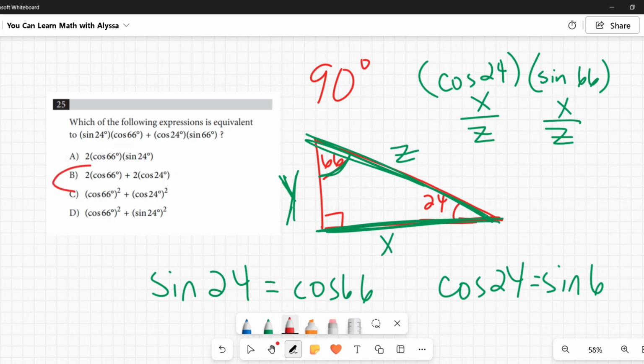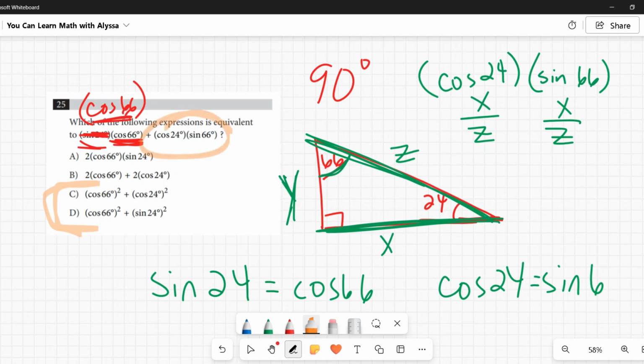Number B, 2 times the cosine of 66 plus 2 times the cosine of 24. Well, sine of 24 and cosine of 66 are the same thing. So I could put cosine of 66 in here for sine of 24. But is that 2 times the cosine of 66? No, this is the cosine of 66 times itself. So that would be cosine of 66 squared. Okay, so now we're looking at C and D, cosine of 66 squared. That looks right, but what about the second part?